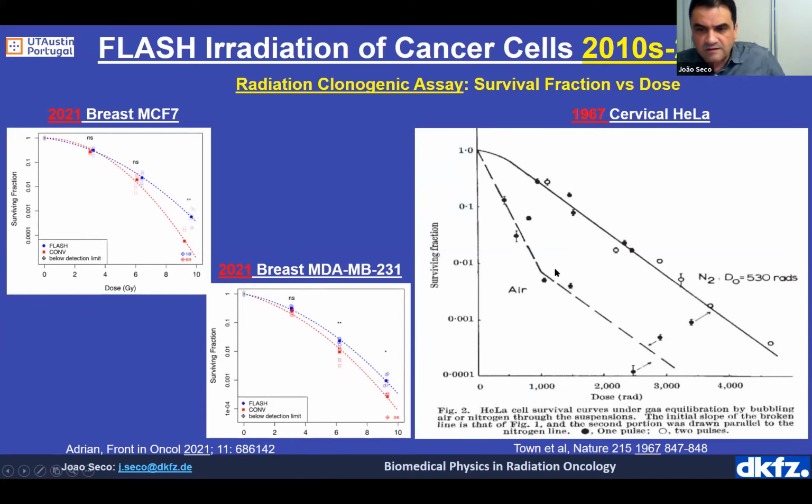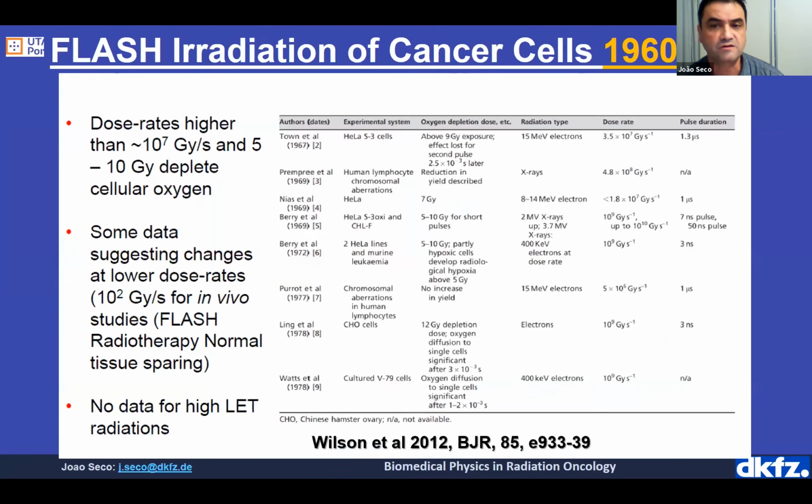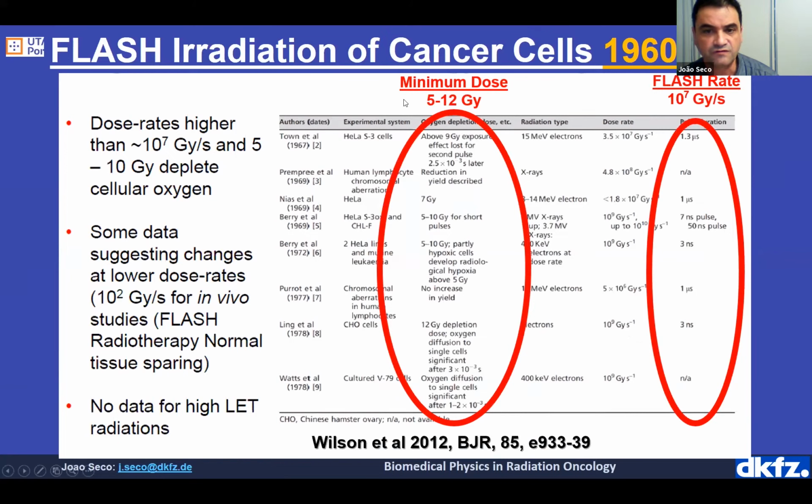So the quality of the data seems to be very different. One explanation could also be the dose rates and the doses given. For the 60s and 70s, here is a table coming out of a British Journal of Radiology paper by Wilson et al. Here they investigated all the papers published in the 60s and 70s. One thing they observed is that they delivered a minimum dose between 5 and 12 gray, but the dose rates were extremely high. This is 10 million gray per second. It's basically a pulse every few nanoseconds. So it's extremely high dose rate compared to the recent flash studies.